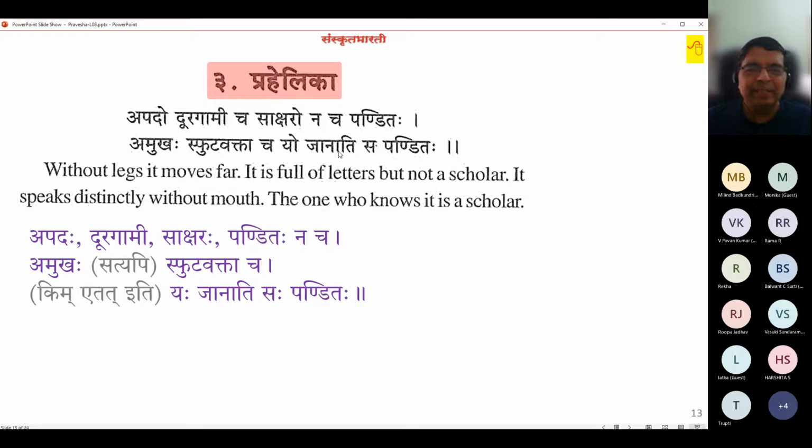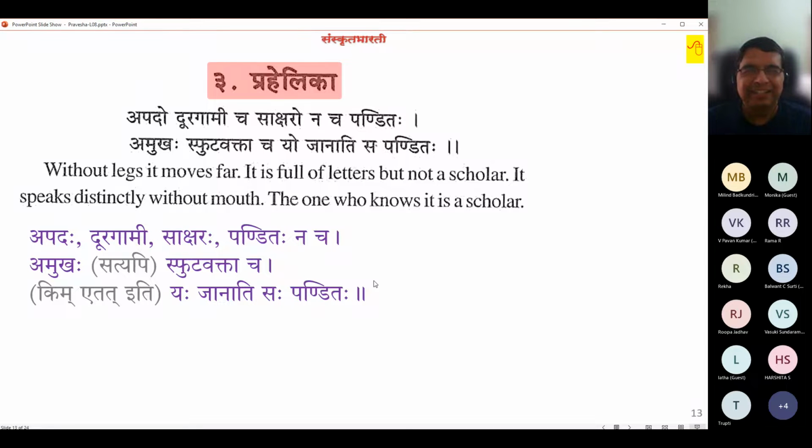One who knows. Yah janati sah panditah. One who knows the answer, he indeed is a pandit. Very easy answer. Similar to our Padaraksha business. This verse, this Prahelika: without legs, it moves far. It is full of letters, but not a scholar. It speaks distinctly without a mouth. Amuka has been given the mouth rather than the face, which I think is accurate. The one who knows it is a scholar. So I have split into sentences, but very straightforward. So any volunteers for answering?